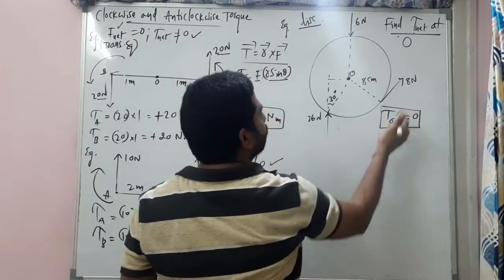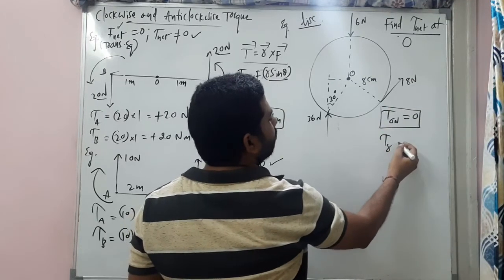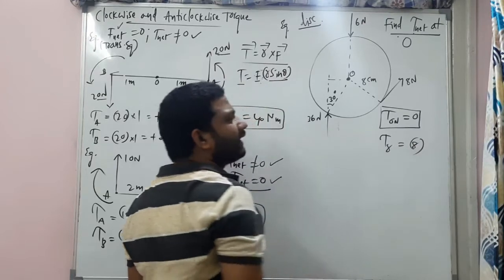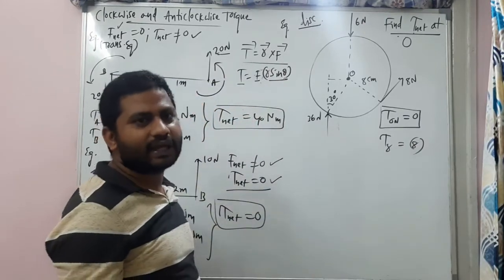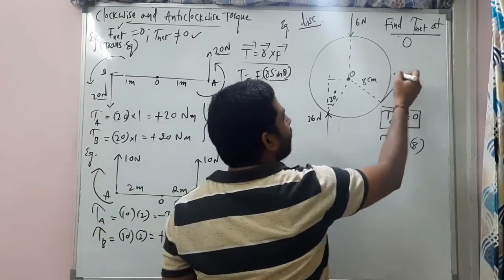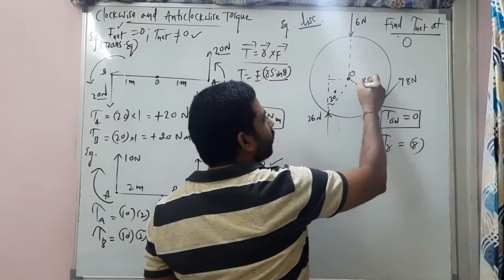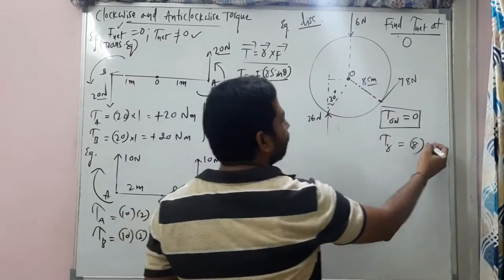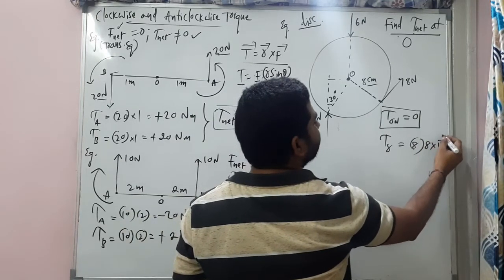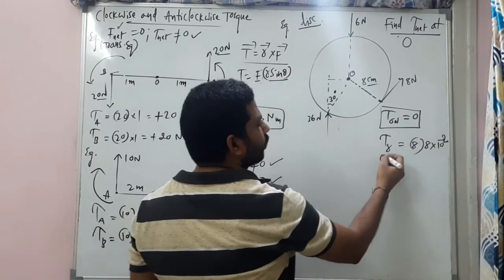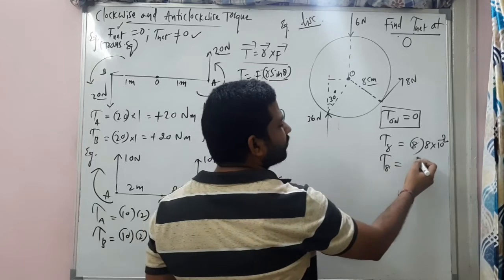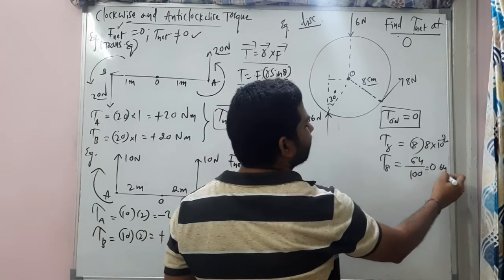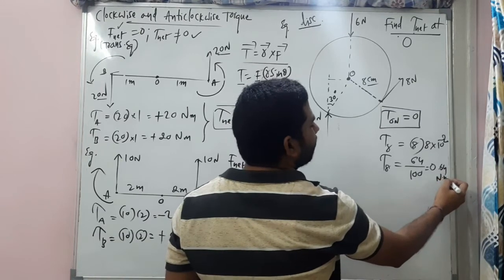Now the torque due to 8 newtons, let's find out. Force into perpendicular distance. What is the perpendicular distance here? This is the force, and perpendicular to that force the distance is 8 centimeters. So this is 8 into 10 raised to minus 2. So the torque due to 8 newtons is 64 by 100, which is 0.64 Newton meter.